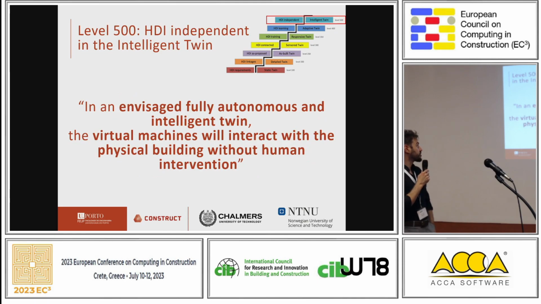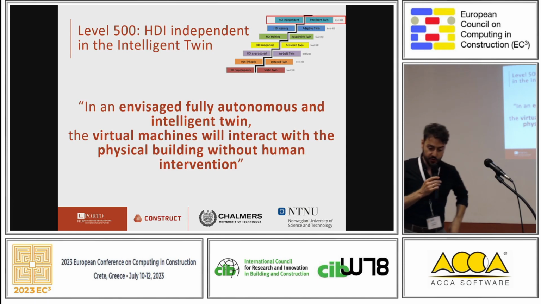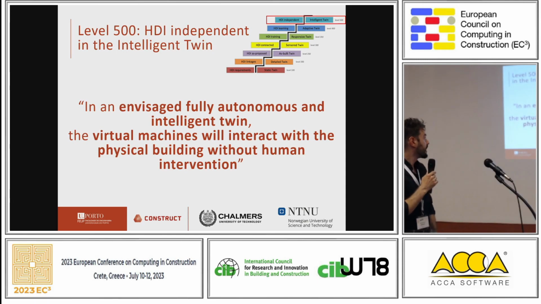And to finish off on the last twinning level, which is the independent twin, we envisage something that is fully autonomous and intelligent, right? Where virtual machines will interact with a physical building without human intervention. I believe that this is quite a ways off at this point, but I for sure believe that we can reach the HDI learning level. And then we can start thinking about what an autonomous digital twin is about.